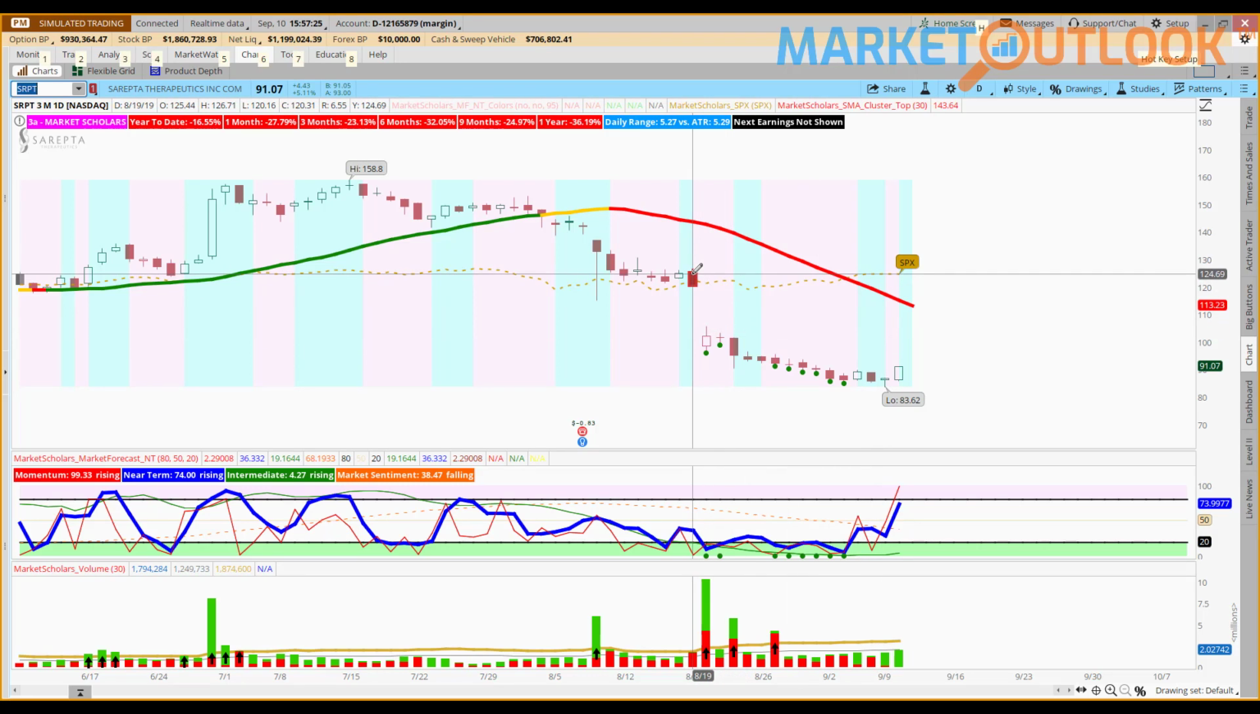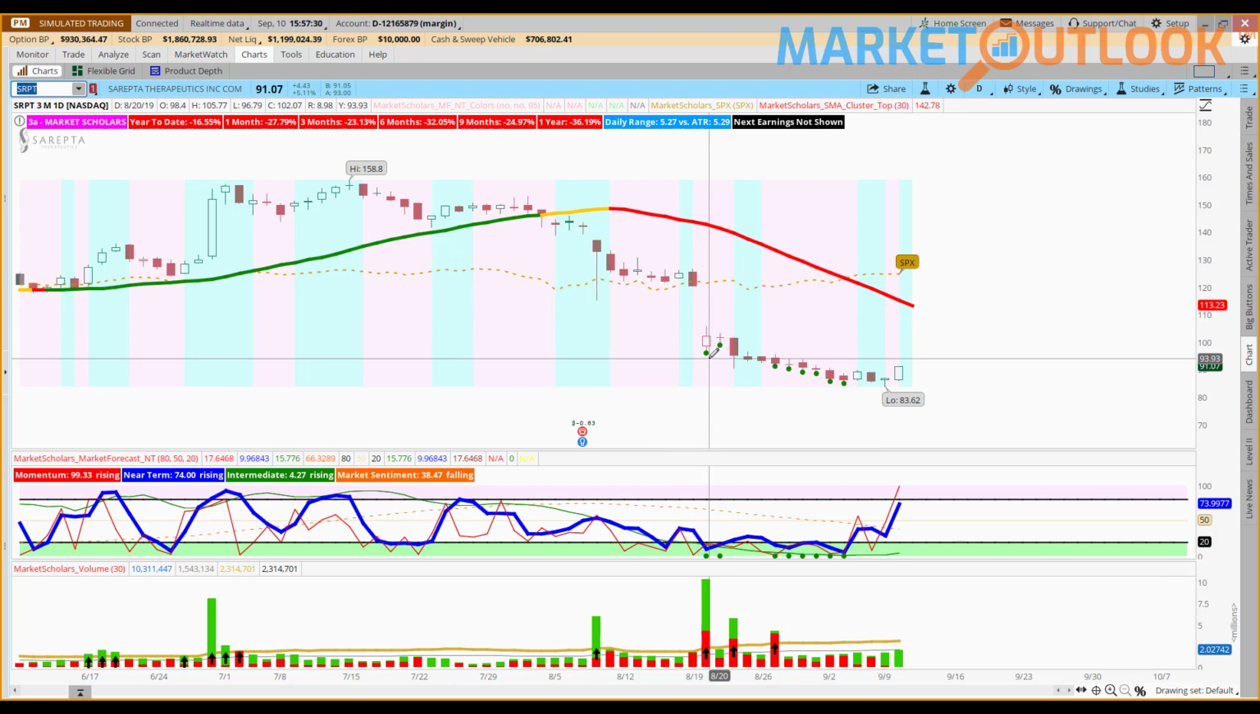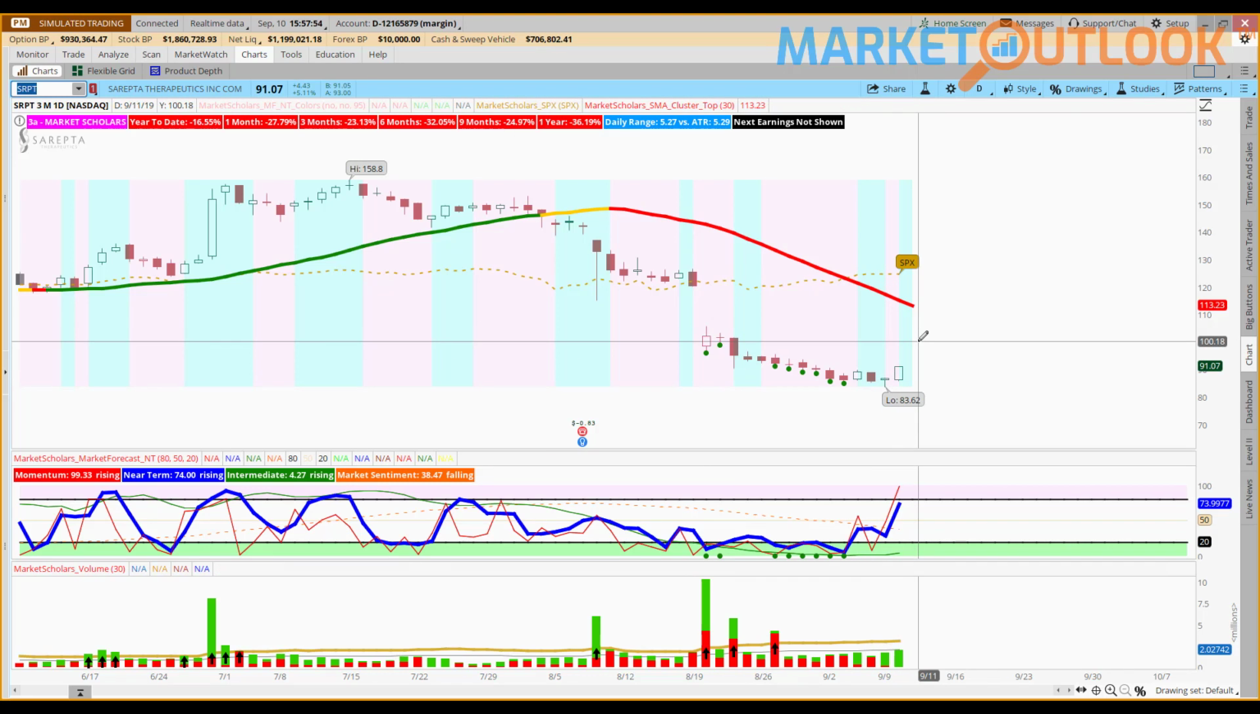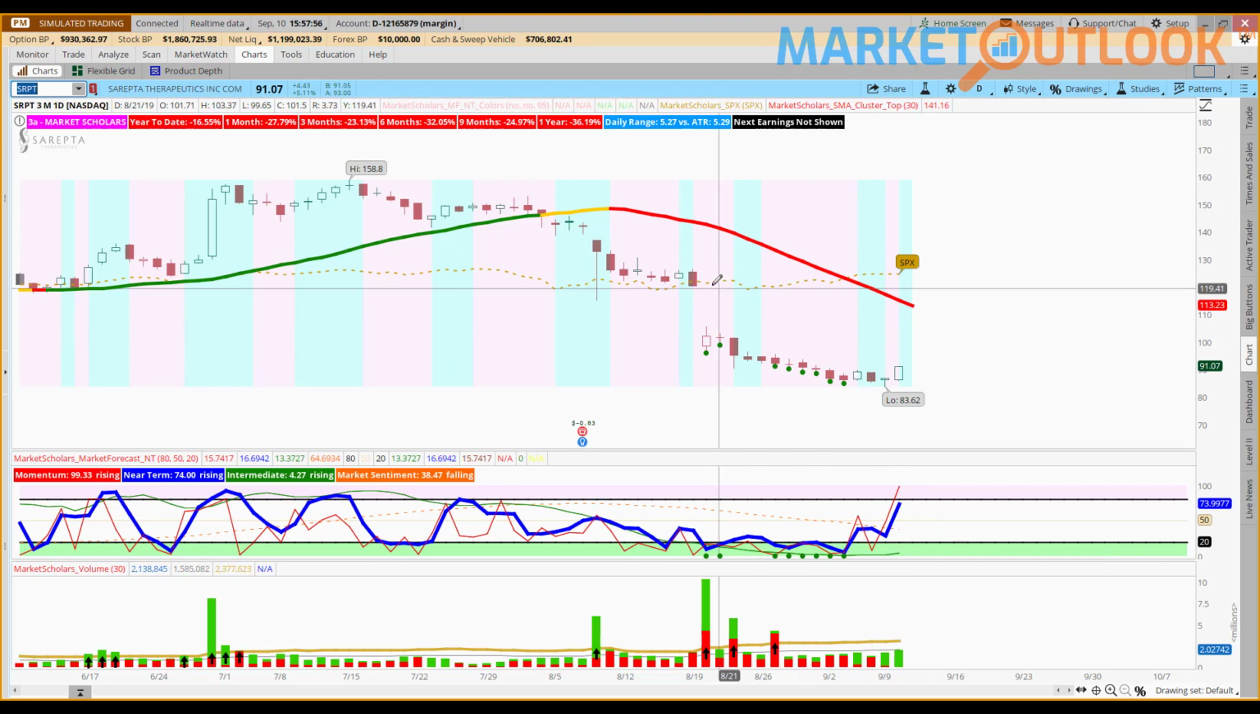Some of you will also notice that we had this huge gap down here. Now, Sarepta is a biotech stock. This probably had something to do with a failed drug experiment or something along those lines, or a trial, or perhaps a failed partnership. So I'm not here to say that the news is good or anything along those lines. I'm just saying that what was once unloved is now loved, and we have some technical reasons why perhaps a rebound or a dead cat bounce could be in store.